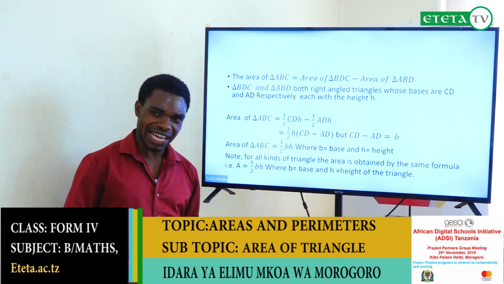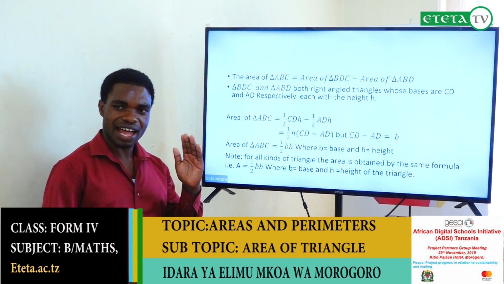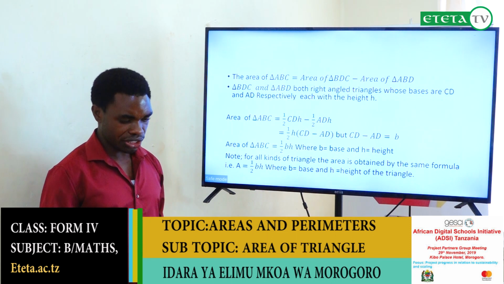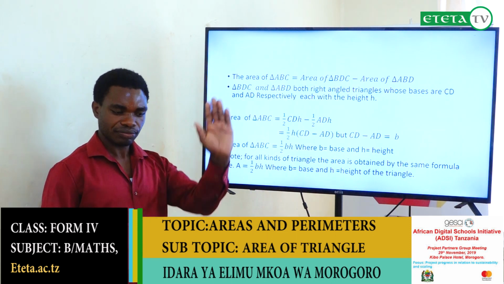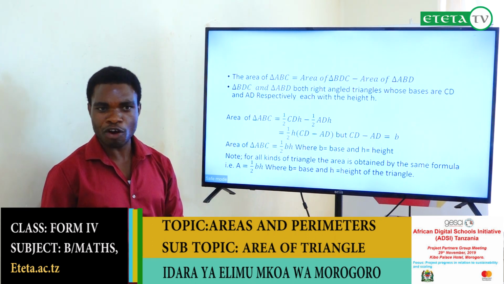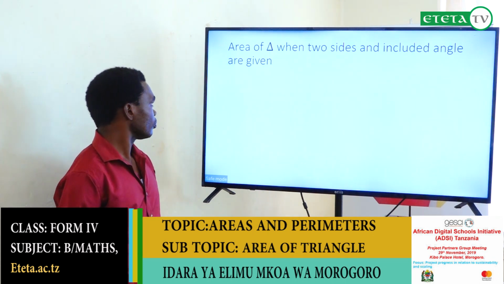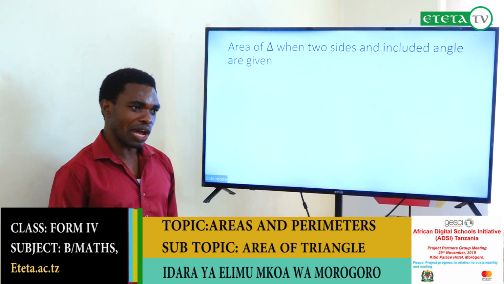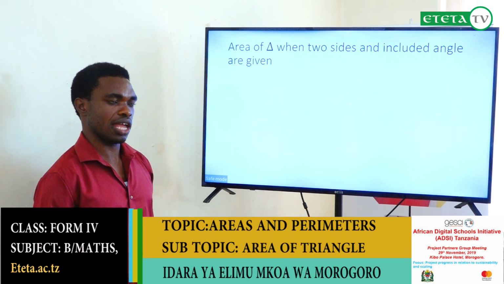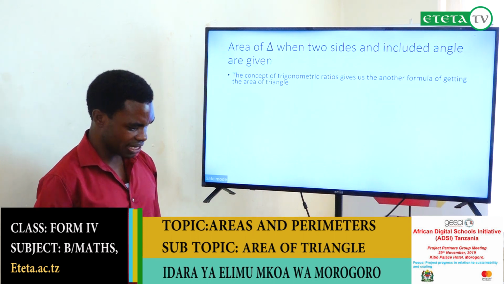But apart from that, the concept of trigonometric ratios gives us another formula for finding the area of the triangle. We are going to see how it works. The area of the triangle can be obtained by another formula developed from the concept of trig, and that one works when you are given two sides and an included angle. We are going to see what the included angle is. Let us march together.